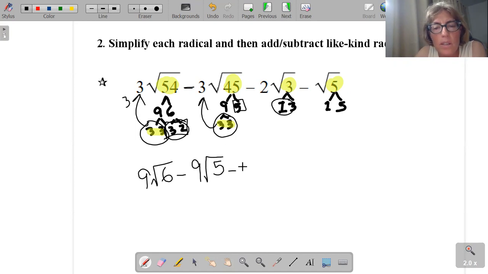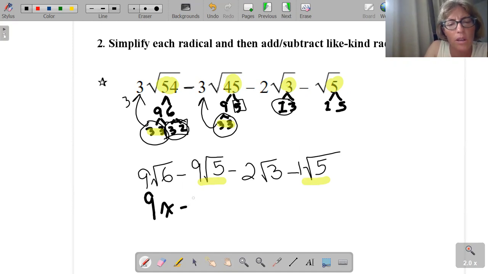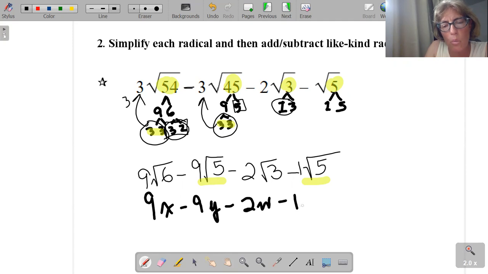No dates stays the same. Except technically there's a 1 there. Then all you do is you collect like kinds. This is just as if I was saying this was 9x minus 9y minus 2w minus 1y. Radicals follow the same rules as variables.